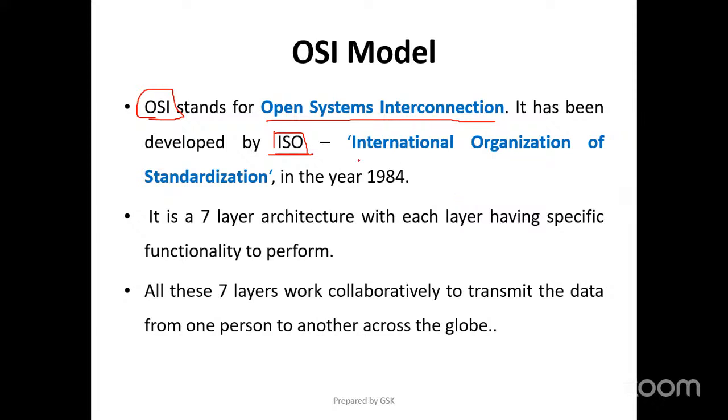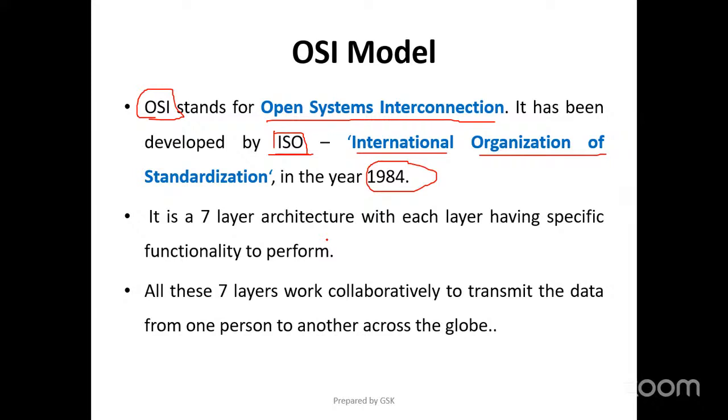The full form for the ISO is International Organization of Standardization. Okay, the order might be different, but the meaning is International Organization for Standardization. Some people may simply say International Standardization Organization, but actually the name is International Organization for Standardization. And the OSI model was developed in the year 1984, right? And it has seven layers.